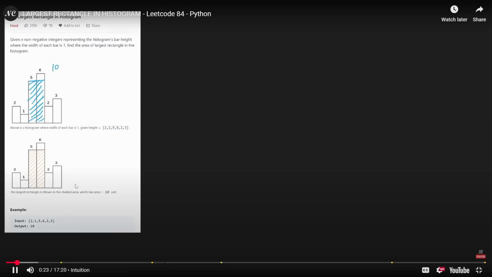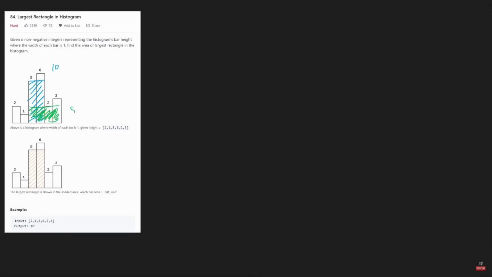Another rectangle we could get has an area of 8. This one has a width of 4, height of 2. Another one has a width of 6, height 1, so area 6. There's also other rectangles we could get, but these are a few of them. So if we just draw the first two bars, let's see if we can notice any patterns from them.